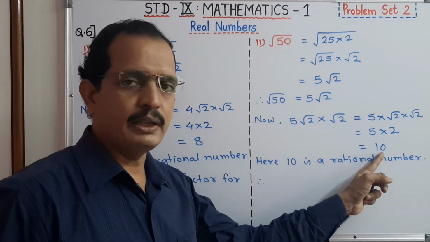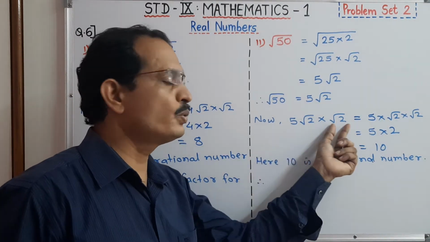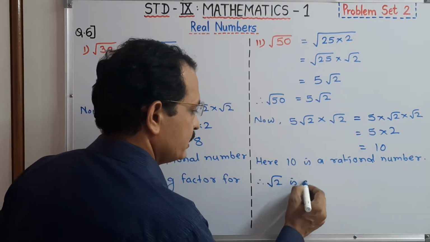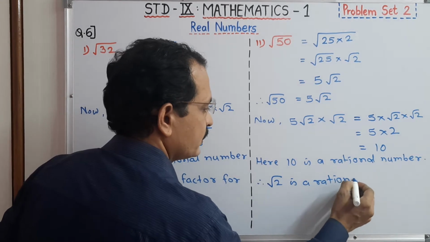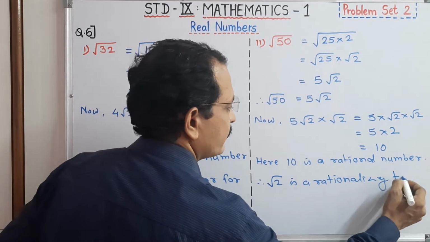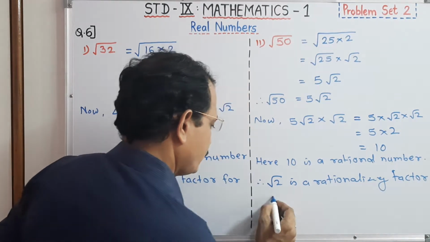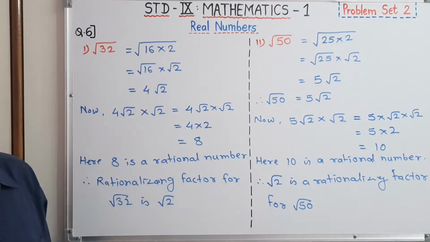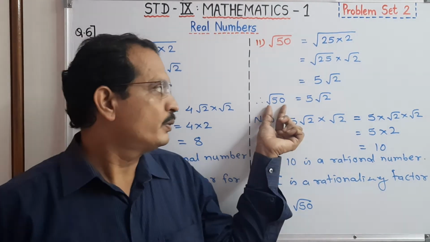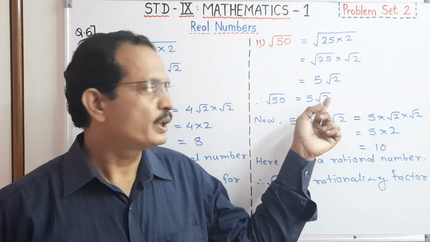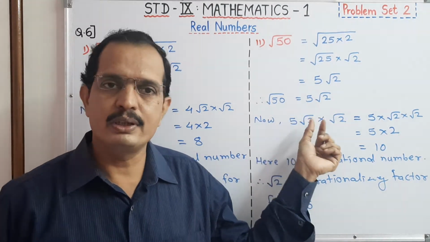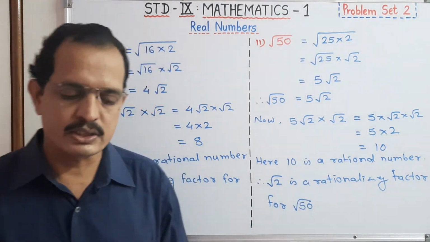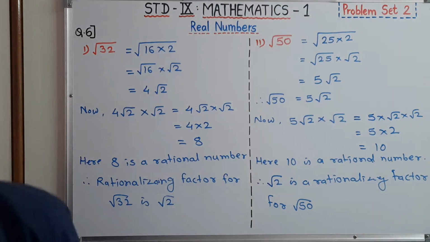Why do we get this 10? When we multiply this 5 root 2 with root 2, therefore root 2 is a rationalizing factor for root 50. Got it? First of all, we have to write the given surds in the simple form. Then we multiply this root 2 with root 2, and we will get the rational number. Therefore this root 2 is known as a rationalizing factor for the given surd.